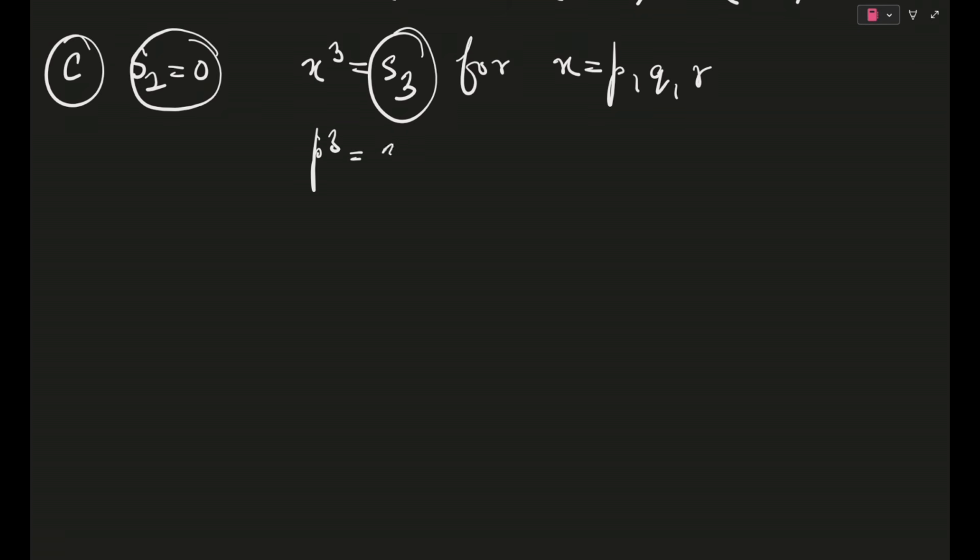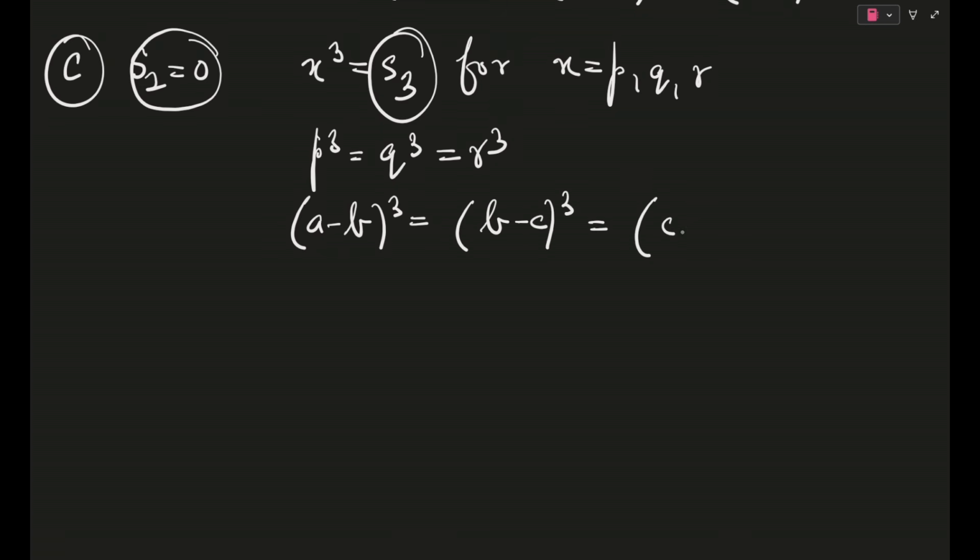So p cube is equal to q cube is equal to r cube, or (a minus b) whole cube is equal to (b minus c) whole cube is equal to (c minus a) whole cube. So option number C is also correct, right? Okay, so that's it, done till option number C. But now the real game starts, which is with option number D.